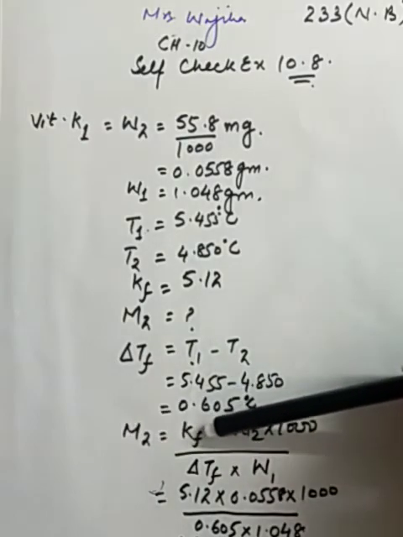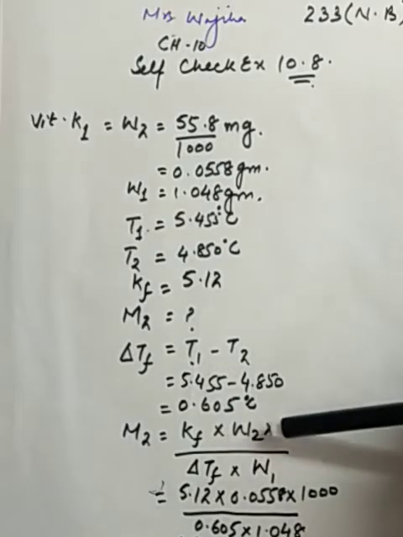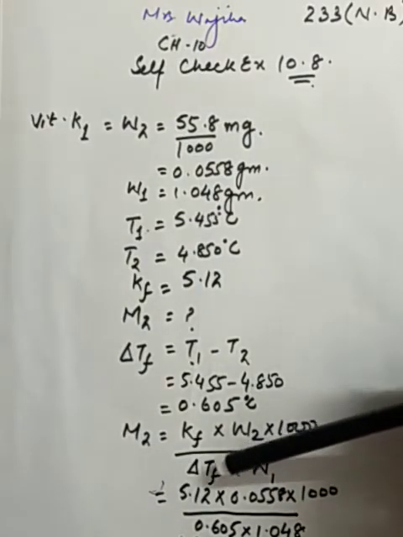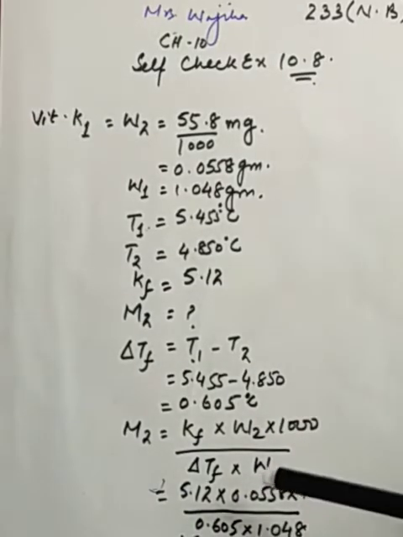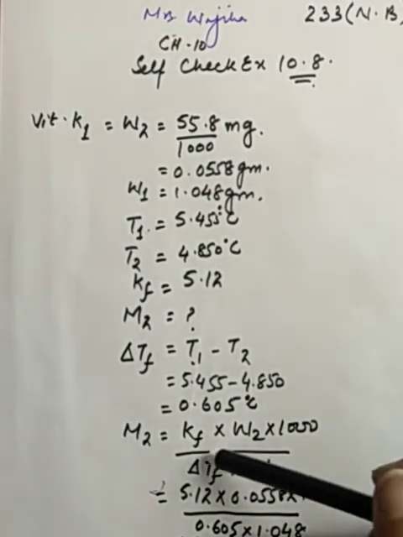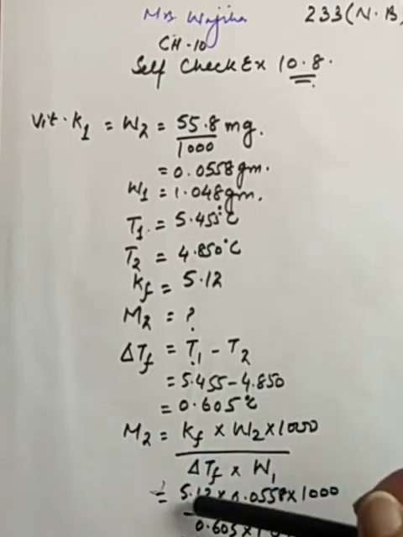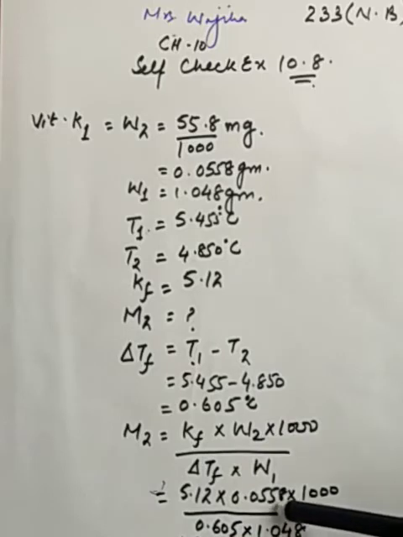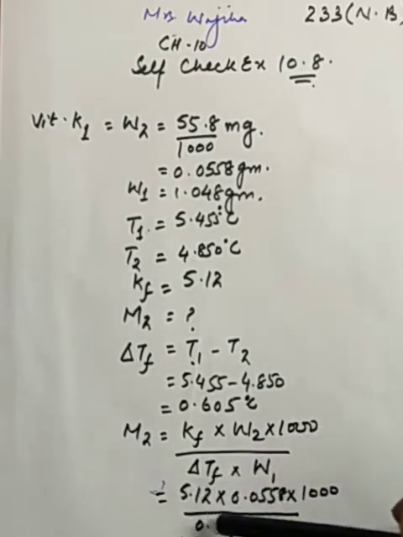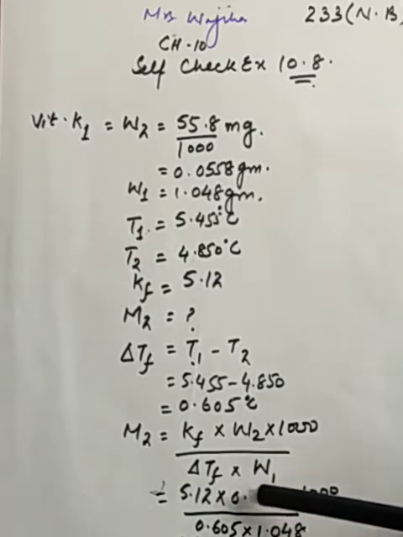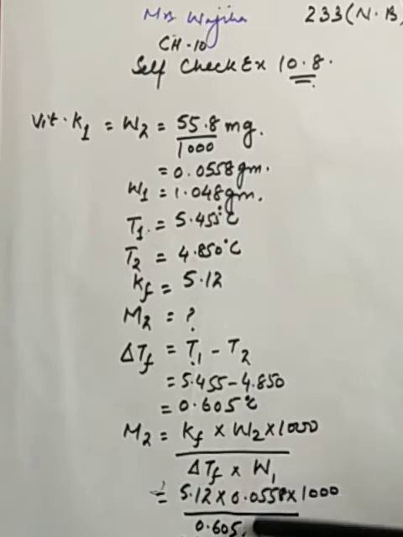Molecular mass is equal to Kf multiplied by W2 multiplied by 1000 over delta Tf multiplied by W1. By putting the values of these factors, Kf is 5.12, W2 is 0.00558 multiplied by 1000, delta Tf is 0.605 multiplied by the weight of the benzene, your solvent, that is 1.048. When we calculate the molecular mass of the solute, the value will be equal to 450.596 gram per mole.